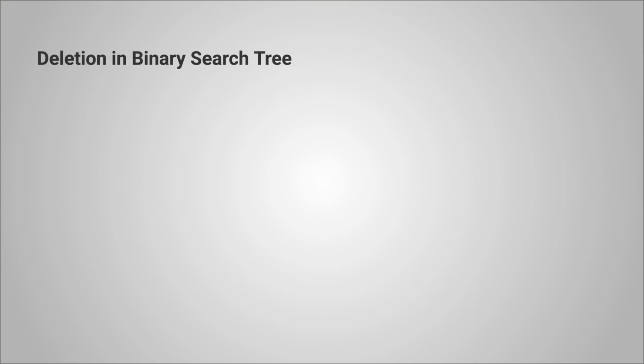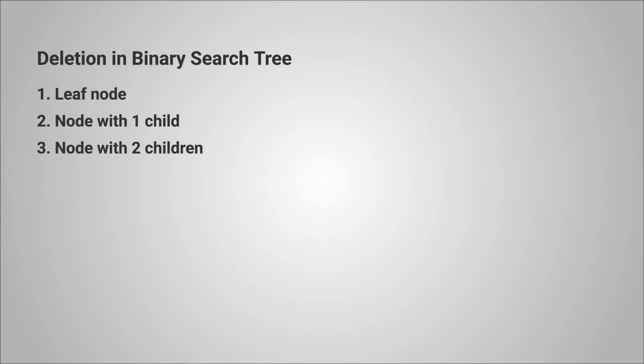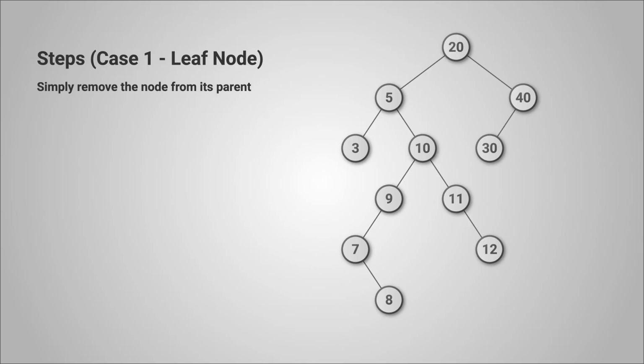Deletion in binary search trees can be a bit tricky. We break it down into three cases: deleting a leaf node, a node with one child, and a node with two children. Before we go into the three cases, note that after deletion, the ordering property of the binary search tree should still be preserved. Deleting a leaf node is very simple.